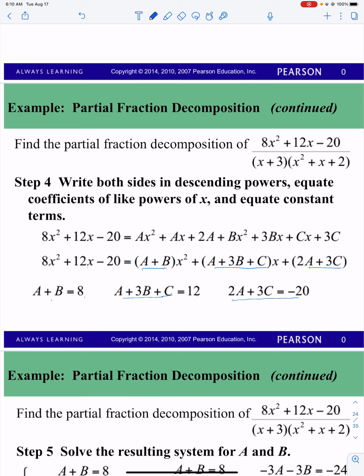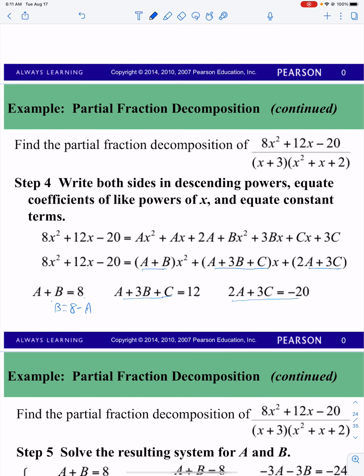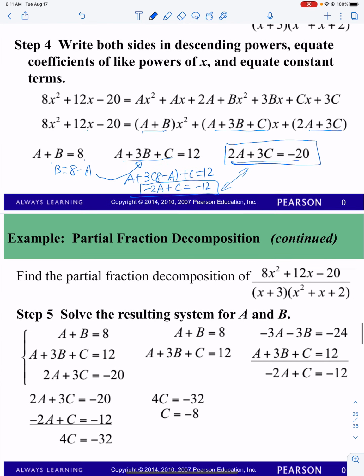Okay, so what will be the easiest way to do it? You can get rid of B, maybe, yeah? Because what is B? It is 8 minus A, yeah? And then you can substitute here. So what will you get? A plus 3 times 8 minus A plus C equal to 12. And then it is what? 24 minus 2A plus C equal to 12, yeah? And then you have an equation of A and C, you have another equation of A and C, and then combine them.